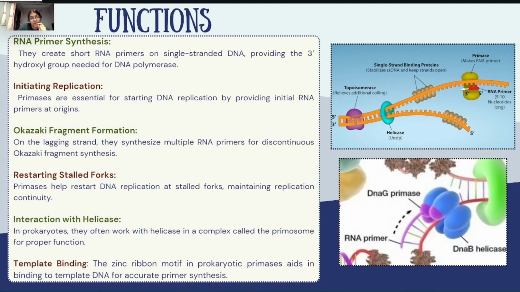Now let's talk about the functions that DNA primase performs. Firstly is RNA primer synthesis. They create short RNA primers on the single stranded DNA, providing the 3' hydroxyl group needed for the DNA polymerase. Then it initiates the replication process. Primase is essential for starting DNA replication. At the origin of replication, it starts the initial RNA primer necessary for the DNA replication to commence.